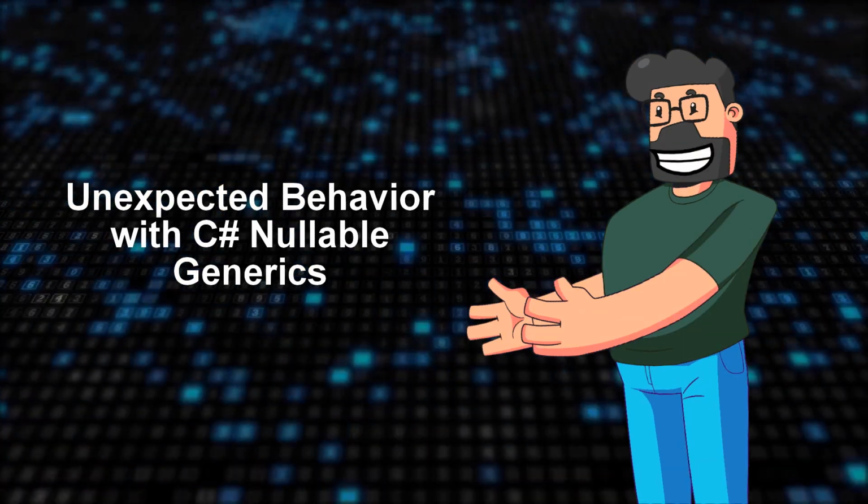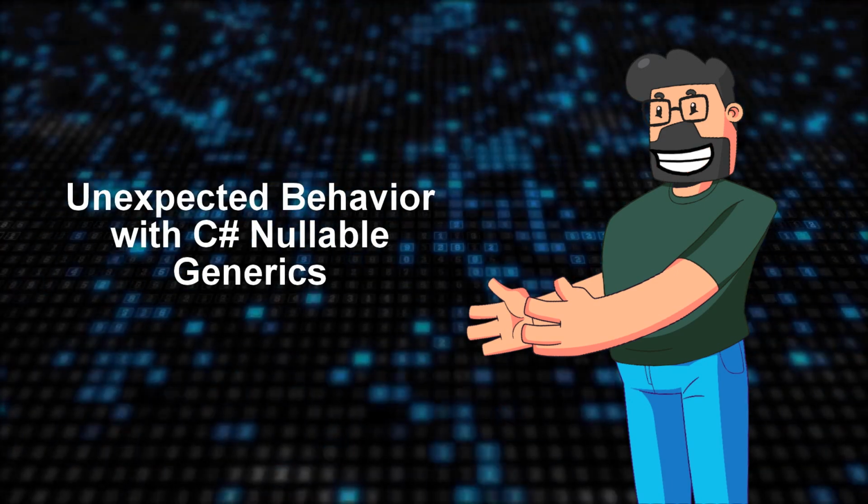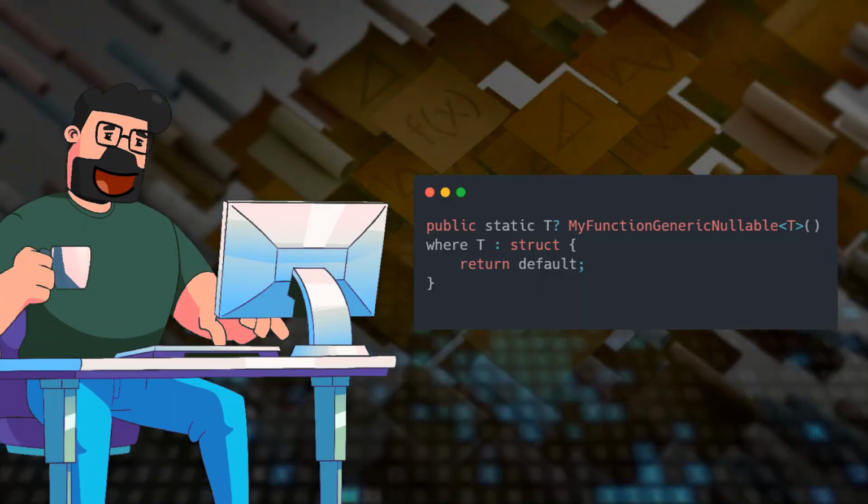So, the problem we're tackling is related to how generic nullable types are interpreted in C#, a bit confusing, right? Now let's talk about the solution.